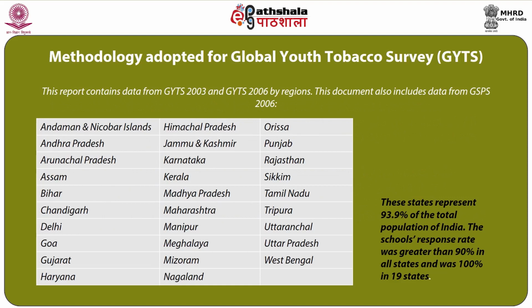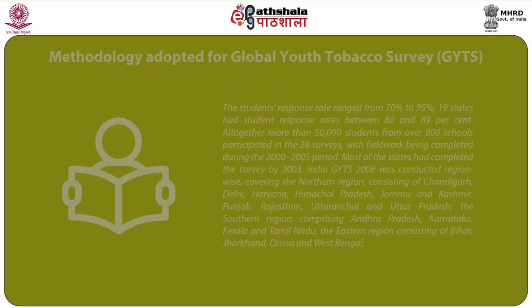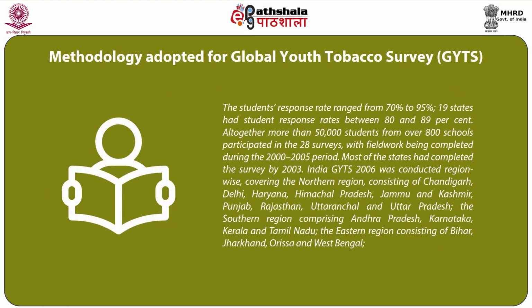The school response rate was greater than 90% in all states and was 100% in 19 states. The students' response rate ranged from 70% to 95%. 19 states had student response rates between 80 to 89%. Altogether, more than 50,000 students from over 800 schools participated in the 28 surveys, with fieldwork being completed during the 2000-2005 period. Most of the states had completed the survey by 2003 itself.